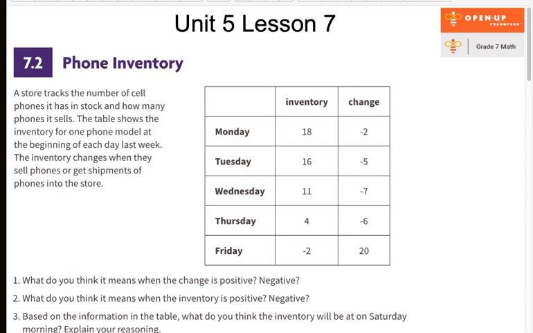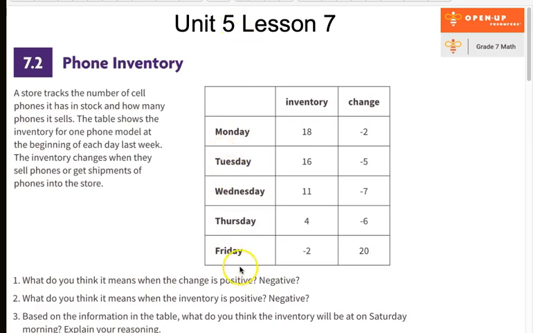Unit 5, Lesson 7, 7.2 Phone Inventory. A store tracks the number of cell phones it has in stock and how many phones it sells. The table shows the inventory for one phone model at the beginning of each day last week. The inventory changes when they sell phones or get shipments of phones into the store.